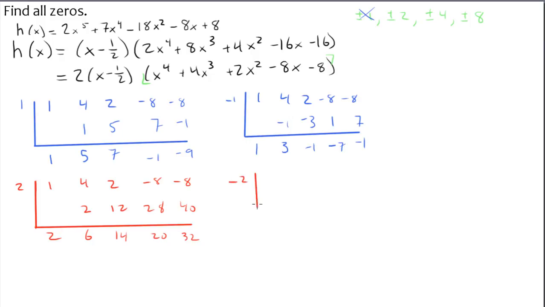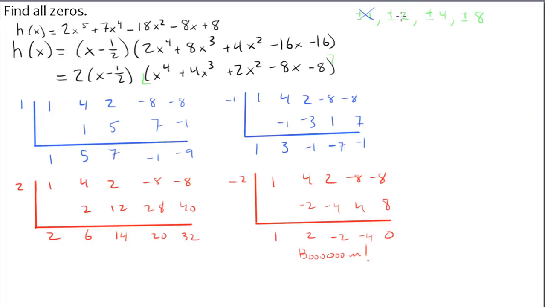Negative 2. 1, 4, 2, negative 8, negative 8. 1, negative 2, 2, negative 4. That makes negative 2, makes this a positive 4. Negative 4 makes that a positive 8. Boom, 0. So negative 2 is our another root.